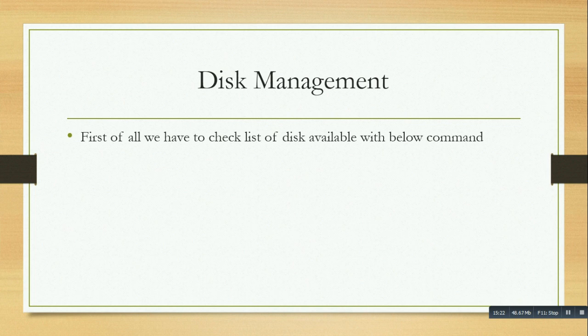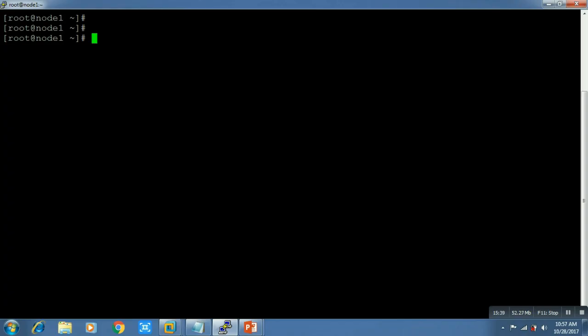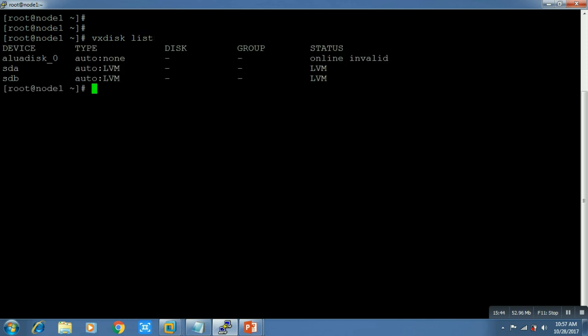Now the command vxdisk list. You can see this is an invalid disk. Actually this is an empty disk which is added on the server, and you cannot use it until you make it online. How will you make it online? You guys work on LVM, right? You run the command pvcreate. What does it mean? It makes the disk online for LVM, right? So we have to do the same here.